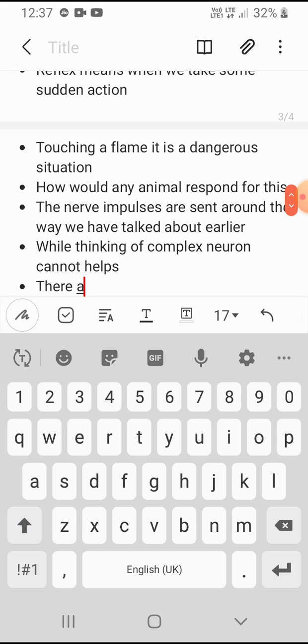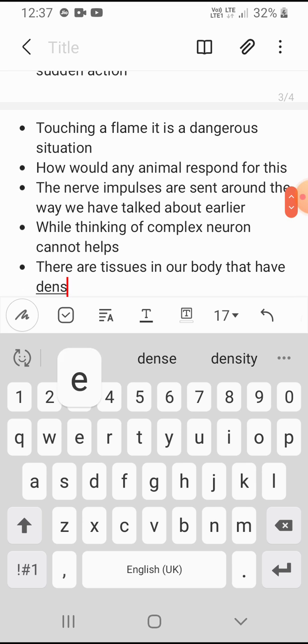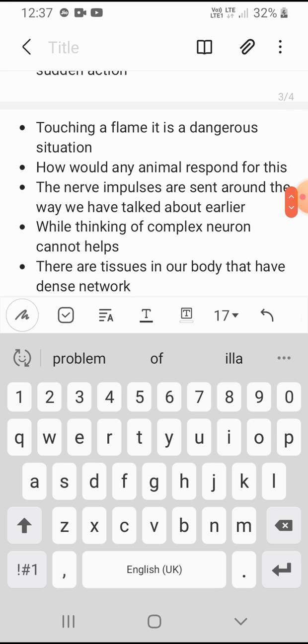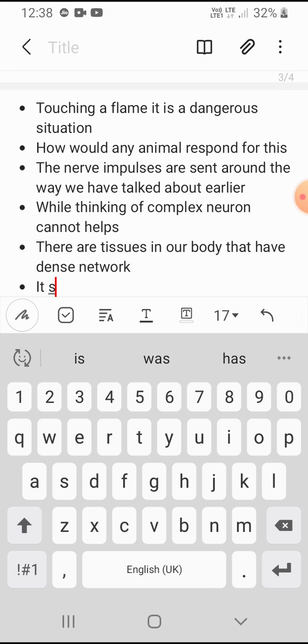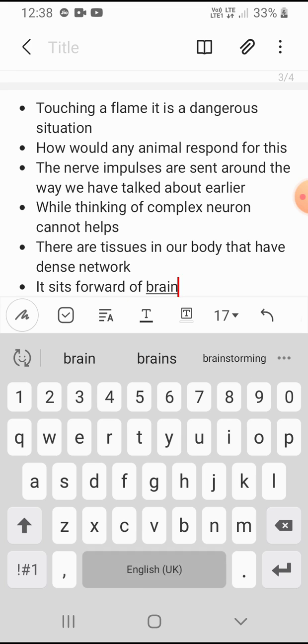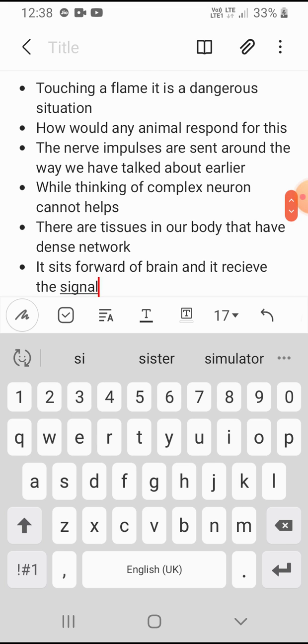So there are tissues in our body that have a dense network. Network means it is there in the whole body. It sits forward of the skull, forward of the brain. It will not leave the brain to do anything at that time, because it doesn't know. The brain receives the signal, the message that came from our body.